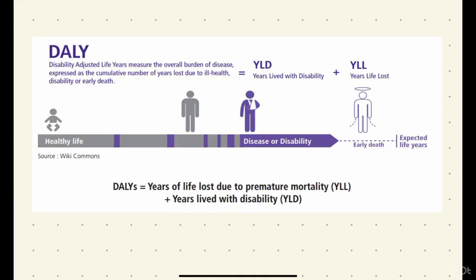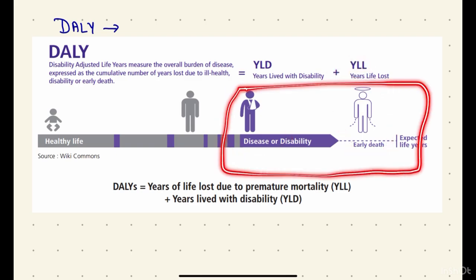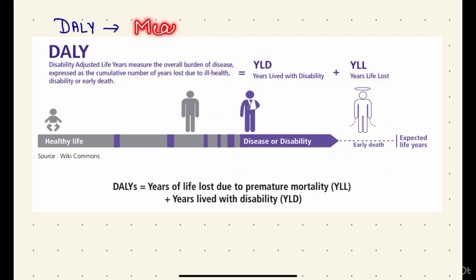Disability includes various indicators like disability adjusted life year. It includes years of life lived with disability and years of life lost. It is the sum of both. It measures burden of disease.